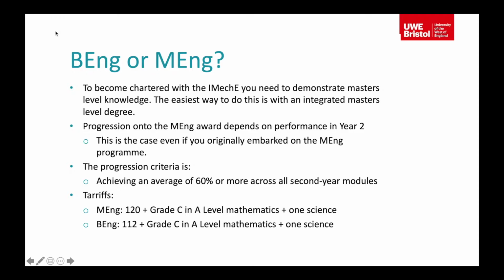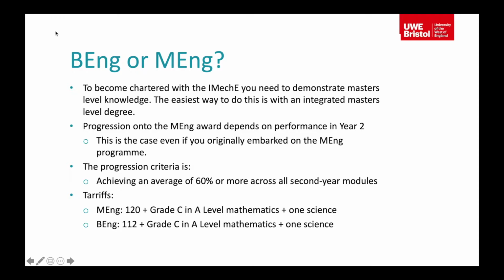Now, you're probably aware that we offer both a Bachelors of Engineering and a Masters of Engineering, and you might be wondering what the difference is. Well, basically, the Bachelors of Engineering is a 3-year program. That's one of the big differences, as opposed to a 4-year program for the Masters. But the other big thing that happens after you've done an engineering degree is you might want to become a chartered engineer. To do that, you need to sign up with the Institution of Mechanical Engineers, and to become chartered, you actually need to demonstrate master's level knowledge.